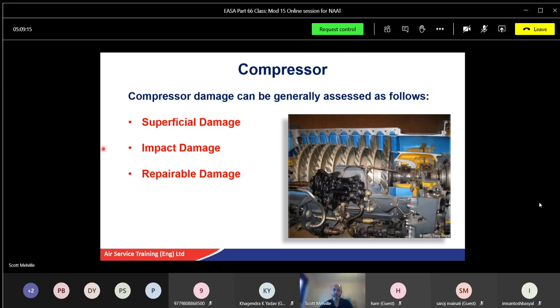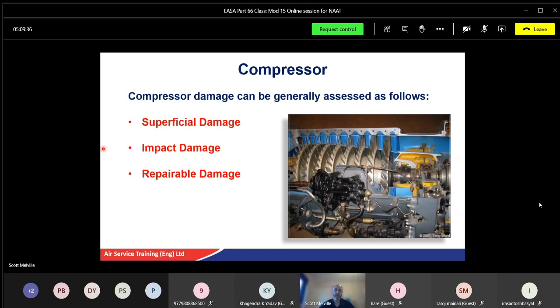Again, so good chance will be rejection. So don't go and try and do a compressor blade blend, because you probably find, when you look inside, the engine's broken. Repairable damage, again, damage caused by first stages, small stones, grit, that sort of stuff, that can be blended out in accordance with manufacturer's instructions.